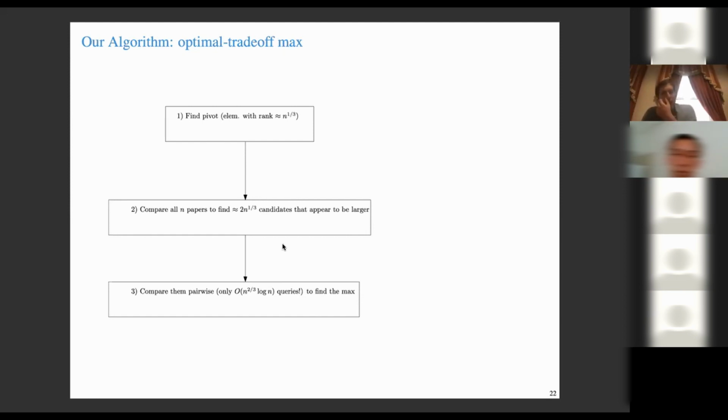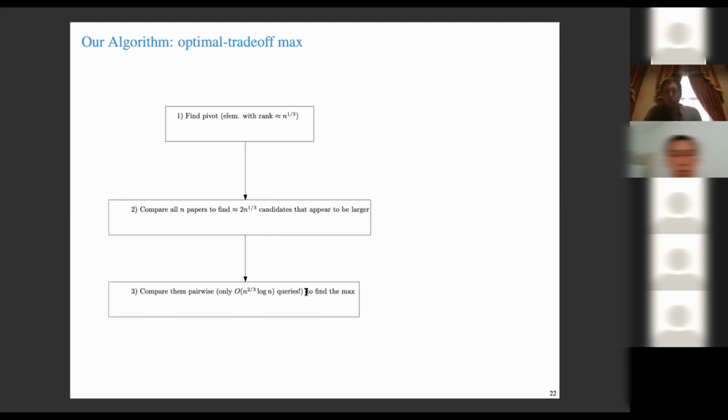Okay. And the cool thing is, once you're left with such a small number of candidates, n to the 1/3, all you need to do is compare them pairwise against each other. So here we use the trivial algorithm of all pairwise comparisons. And we can do this because n to the 1/3 is actually a small number. If you do all pairwise comparisons, you only have n to the 2/3 log n queries. So that's sublinear in n, and so not a problem. Okay. So this is the battle plan.